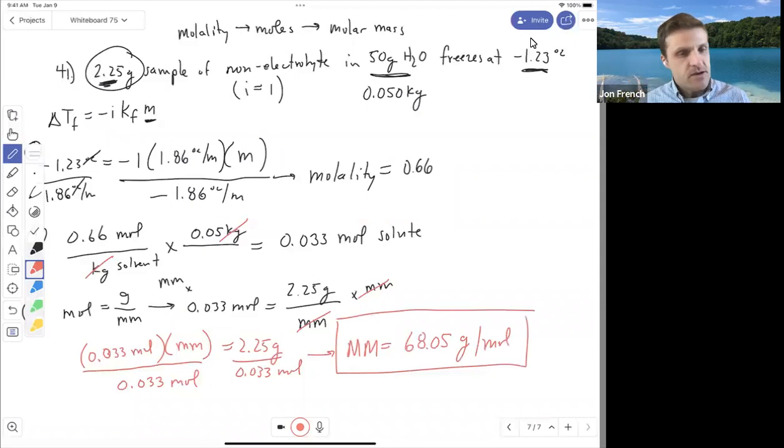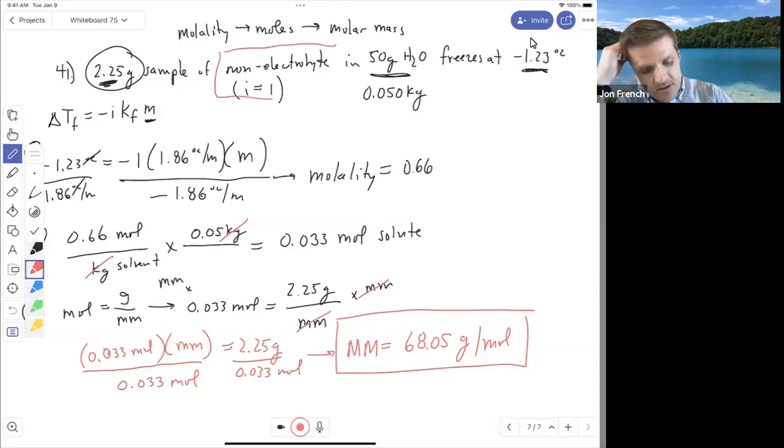So very similar to the calculations we did in class, just the opposite direction. Instead of finding the change in freezing point, we were given the change in freezing point and had to use that to work backwards to find molality and then the moles and then the molar mass of the solute that we added. The other important thing we had to know was that it was a non-electrolyte. So that's what we used to key in on that our van 't Hoff factor was 1.